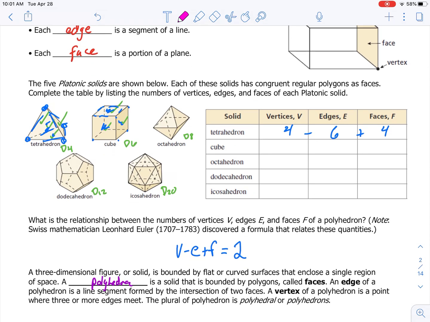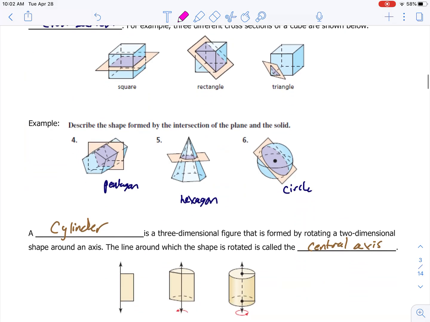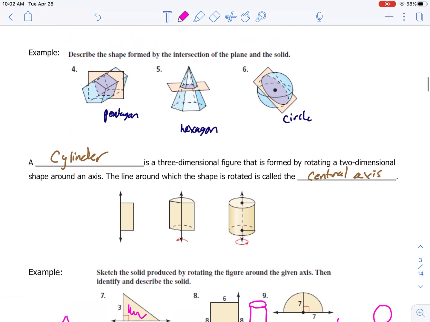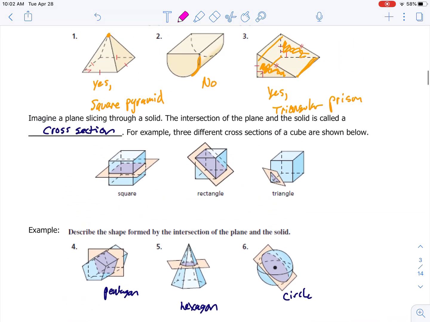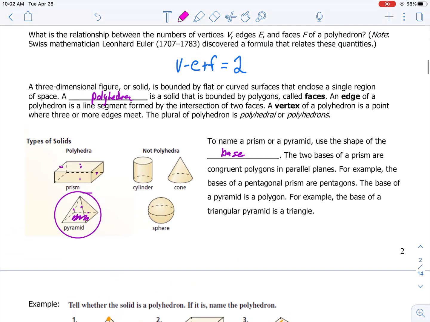If Platonic solids are mentioned, you're aware of what those are. You're aware of the distinction between polyhedra and non-polyhedra. And again, those are five major types of solids: prisms, pyramids, cylinders, cones, and spheres. And then we talked a little bit about cross-sections, as well as how cylinders are defined. And really, folks, that is about as much as I can give you.